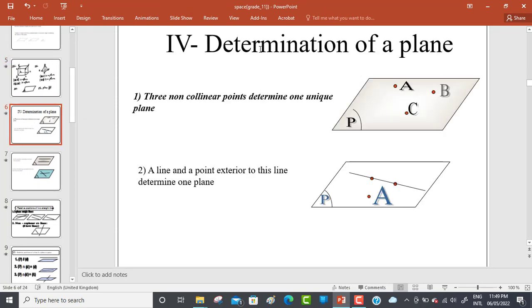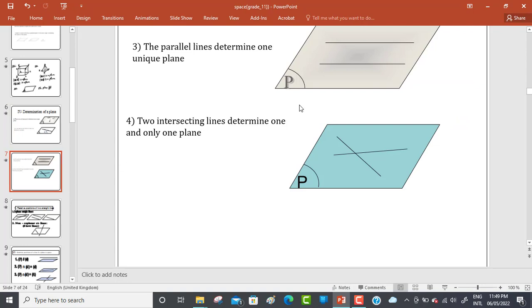Determination of a plane. What does determination of a plane mean? When you know exactly that, for example, 3 points determine a plane, it means that whenever you have 3 points, for sure there is a plane that passes through these points. Okay, a line and a point exterior to this line determine a plane. Also, if you have a line and a point, you will find a plane that passes through these 2 objects. After that, 2 parallel lines always determine a plane. 2 intersecting lines always determine a plane. If you have 2 lines that are parallel or intersecting, you can find a plane that passes through these 2 lines.